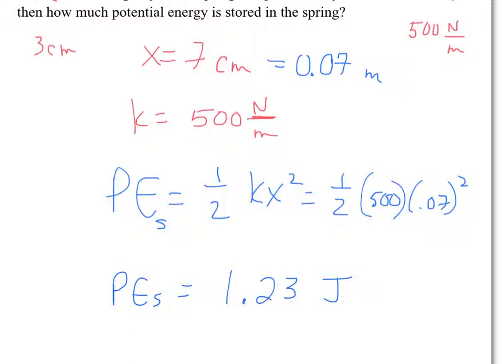If you have a spring that's more heavy duty, with a higher K value, with a longer compression, so if it was more than 0.07, you'd have a higher value. Remember that everything is directly related here. If K goes up, PE goes up. If X goes up, PE goes up. They're all directly related in this problem.